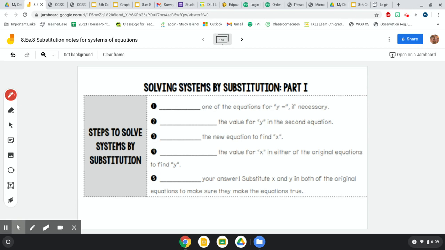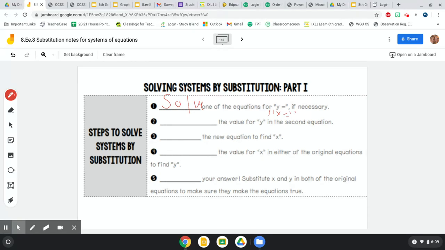The first step is to solve one of the equations to make it look like y equals, or I'm also going to add, it could be x equals, and this is going to make more sense when we do some examples. So we just need to solve for one of the variables, because once we do that, then we'll be able to do that substituting part, okay? And sometimes it's already going to be solved for you, so you don't have to worry about that.